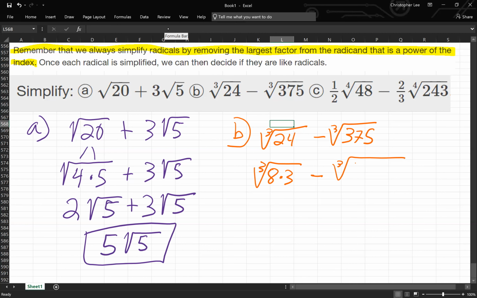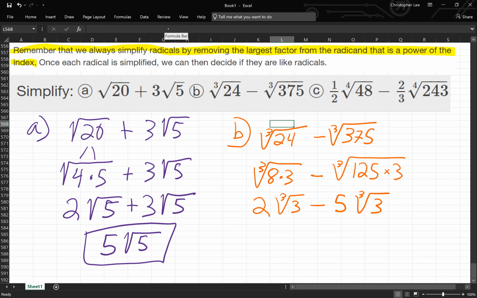So I'm thinking of more like 125 times 3, right? And then cube root of 8 is what? 2, right? So this is 2 cube root of 3 minus cube root of 125 is, say it again. I feel like somebody said it, 5, and then cube root of 3.